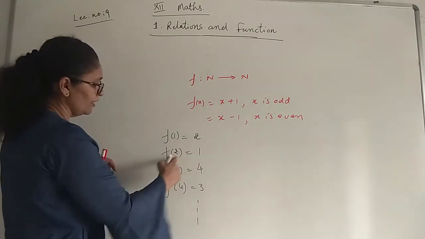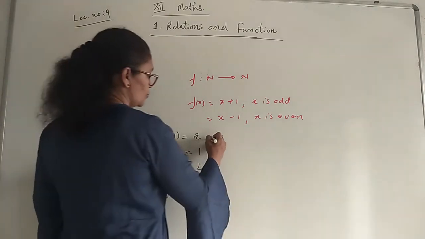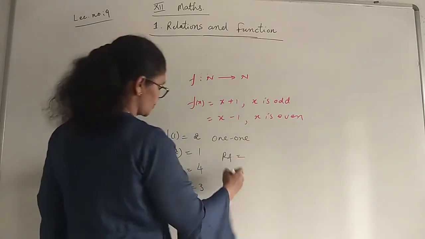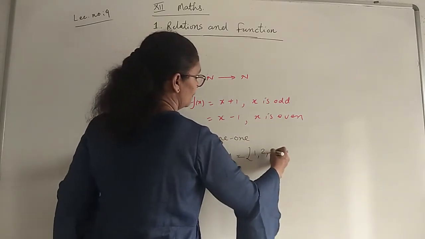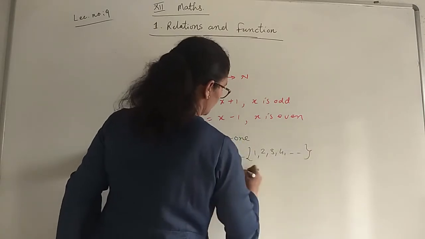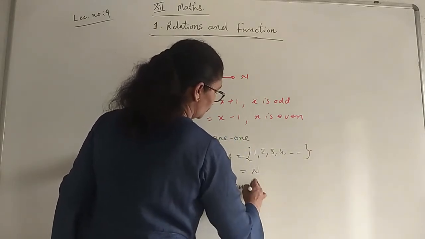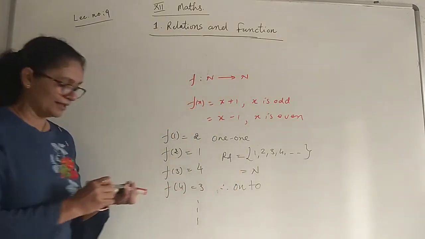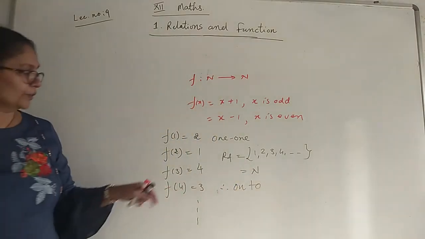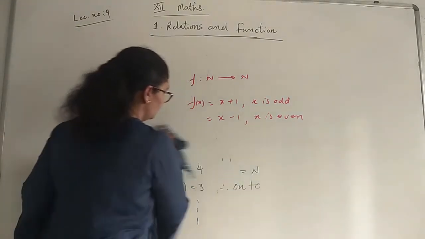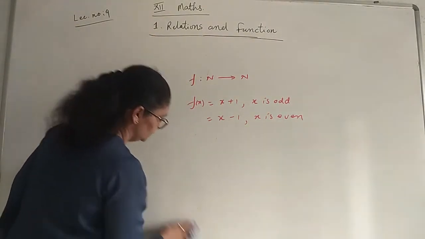So check it. For one different question, different answer. So definitely one-one. Now what is the range of this function? We get all the natural numbers one by one, which is equal to N. Therefore this one is onto also. So this we get by taking examples, or you can say by taking numbers. Now let's come to the definition. So we prove by definition also.